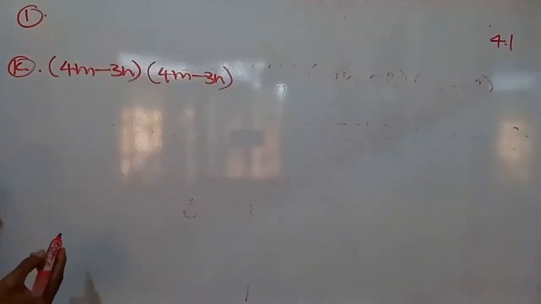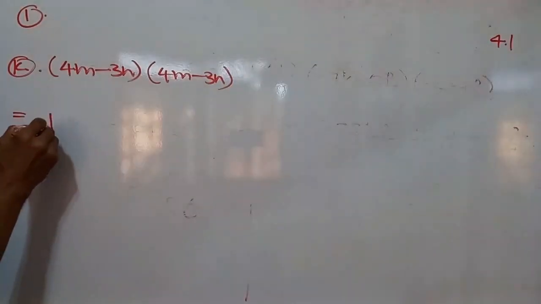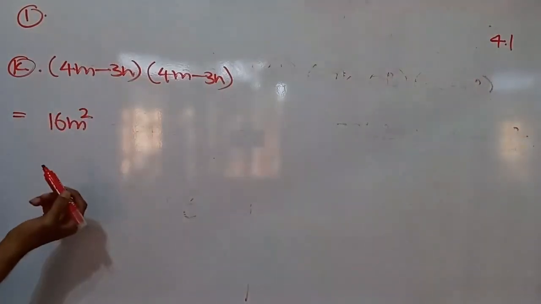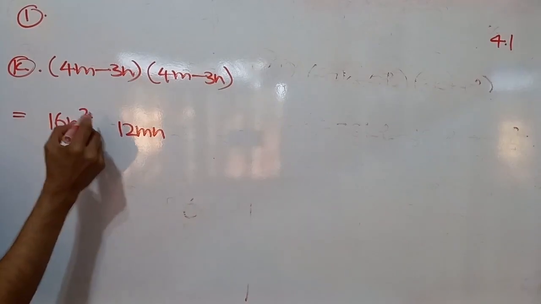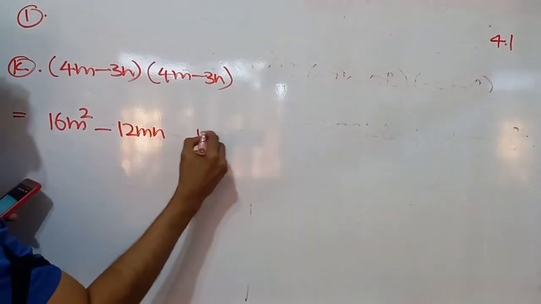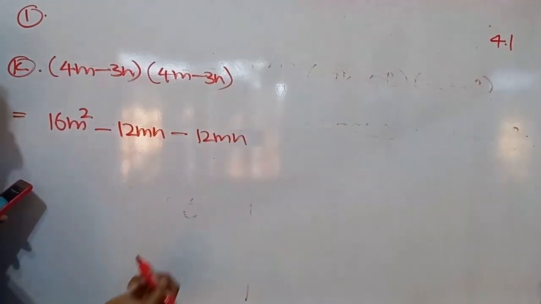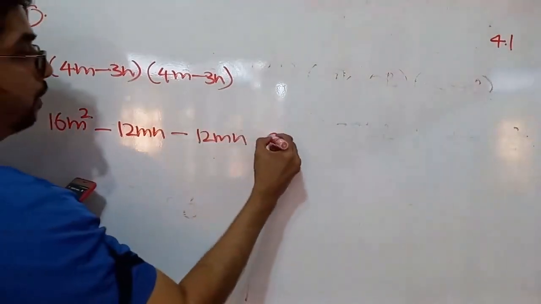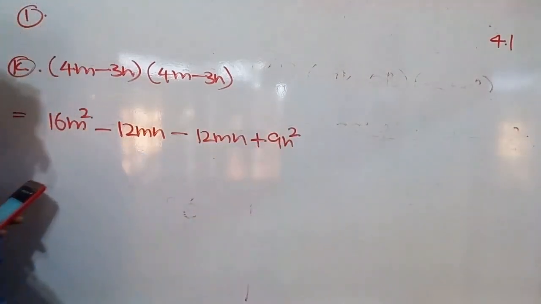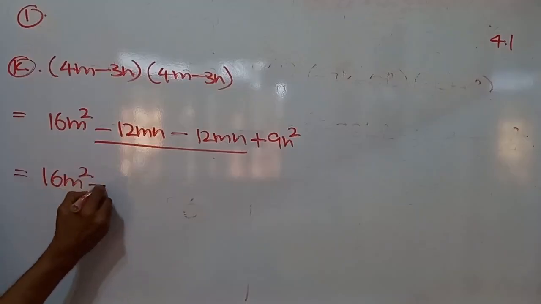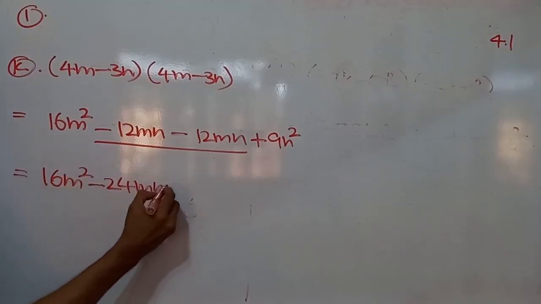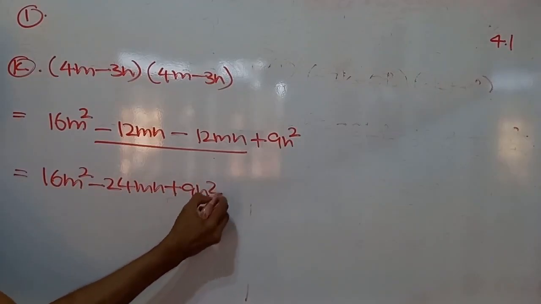Right? So what? 16m squared. So that is positive. Then we have 12mn. That is negative. Again we have 12mn. That is also negative. Then we have 9n squared. That is positive. So here we have what? Like terms. So 16m squared negative 24mn plus 9n squared.